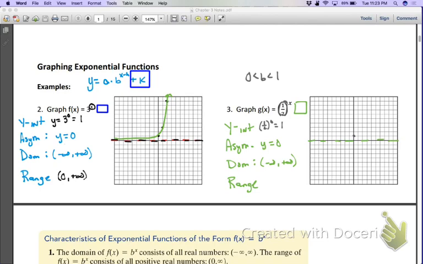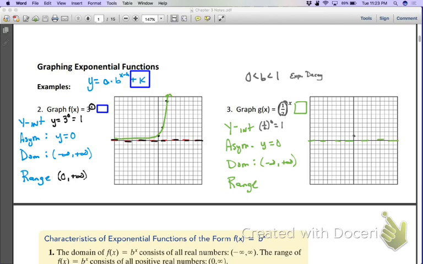If it's between 0 and 1, this is what's considered exponential decay. With exponential decay, my graph is going to come in and kind of land like a plane. If it's coming from the bottom up, it's like a submarine coming from the bottom of the ocean up to the top.